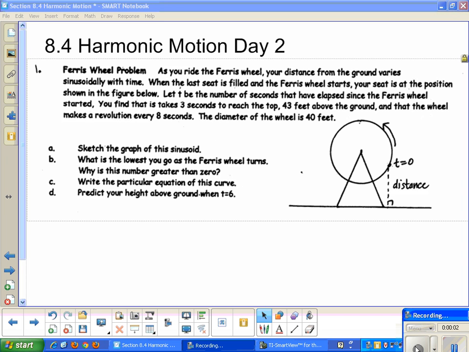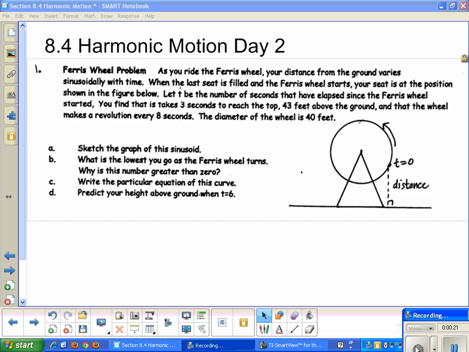Section 8.4, Harmonic Motion Day 2. So we're going to do this Ferris wheel problem. As you ride the Ferris wheel, your distance from the ground varies sinusoidally with time. When the last seat is filled and the Ferris wheel starts, your seat is at the position shown in the figure below. Let t be the number of seconds that have elapsed since the Ferris wheel started.